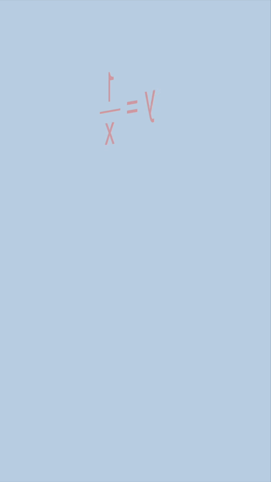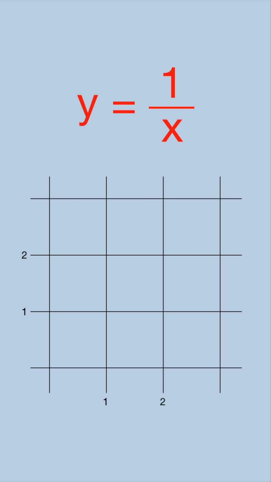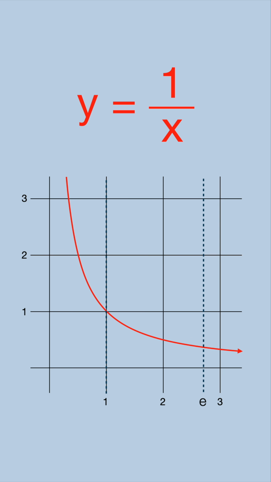So let's look at this graph right here, y equals 1 over x. And so we're going to graph this. There's the graph of that equation. And so if you take E right here, and then if you look at the area in between E and 1 on this graph, the area equals 1.